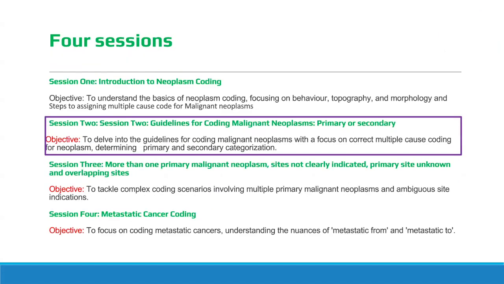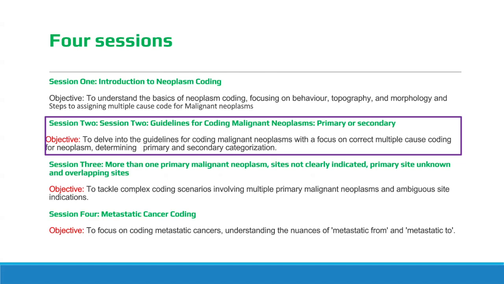There are 4 sessions on neoplasm coding. The sessions are: Session 1, which was held in April 2024, introduced neoplasm coding, whose aim was to understand the fundamentals of malignant neoplasm coding. The session emphasized the understanding of the behavior, topography, and morphology of neoplasm.